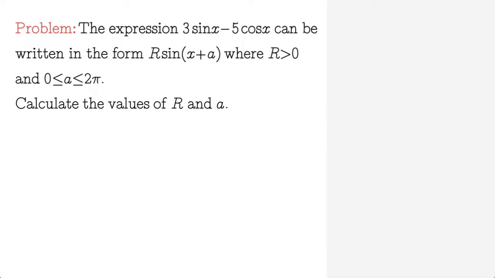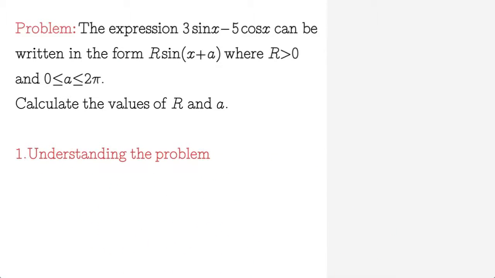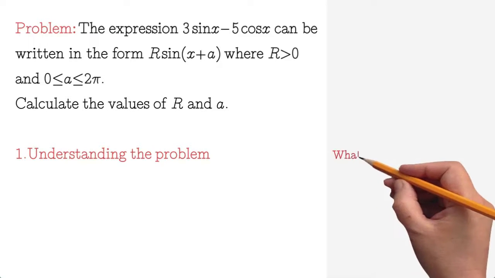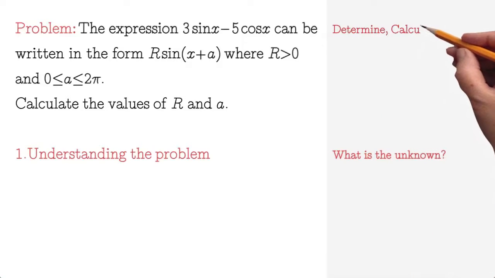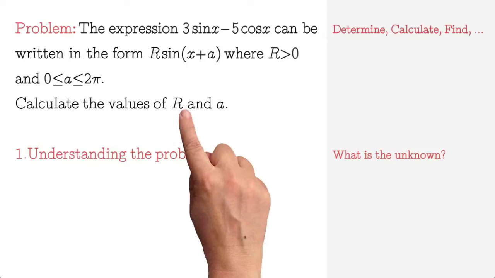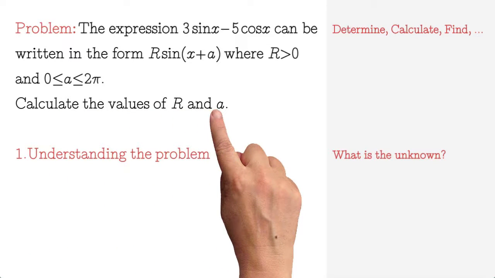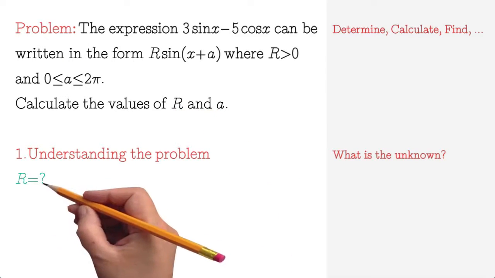Let's begin with step 1, which is understanding the problem. The first question we should ask is, what is the unknown? Looking carefully at the problem formulation, we are looking for words like determine, calculate, find, or similar. In our example, we have the word calculate. Calculate the values of r and a. So our unknowns are those two quantities, r and a.